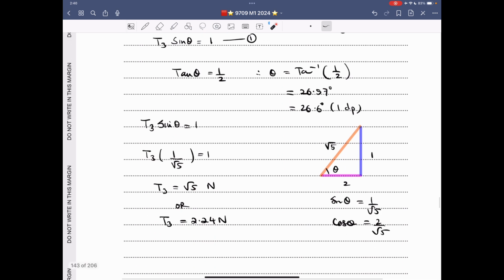And if I want to find T3, I can use a calculator again, but I preferred to use the exact ratio. Tangent of theta is 1 over 2. 1 is opposite, 2 is adjacent. Therefore, hypotenuse is root 5, Pythagoras theorem. Sin theta is 1 over root 5. Cos theta is 2 over root 5. If I use the sin theta equation, sin theta is written as 1 over root 5. Therefore, T3 is root 5. If someone uses a calculator and takes out the sine and cosine, T3 comes out to be 2.24 Newton.